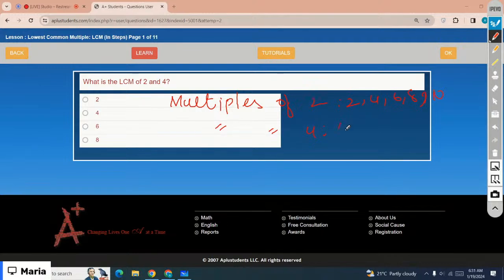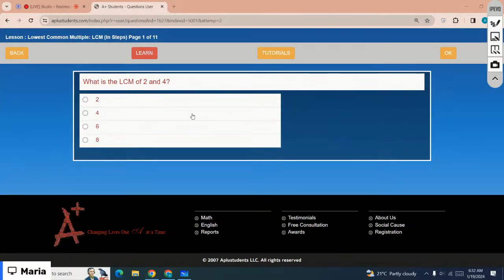Now we're going to write down the multiples of 4: 4, 8, 12, 16, right? So the smallest common multiple for both the numbers is 4. Got it? So the LCM of 2 and 4 is 4. Got it? The correct option is 4.